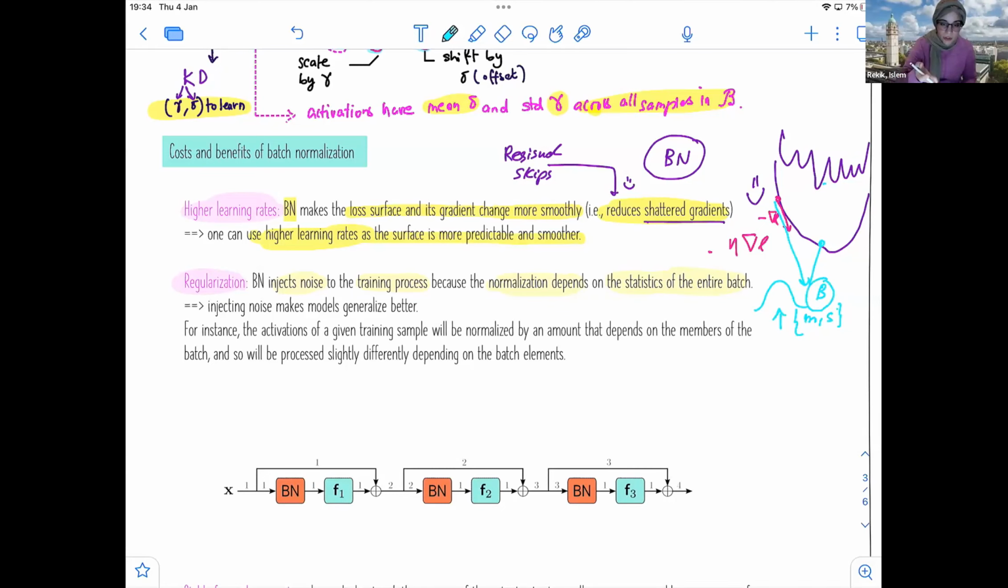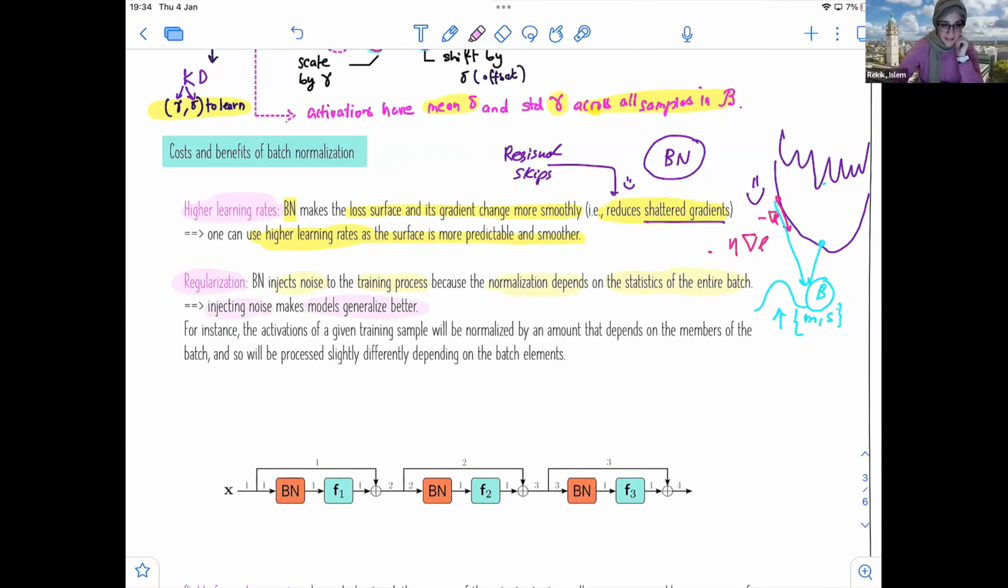So every time you're normalizing with respect to the batch, the changes in the statistics will induce a sort of noise, like the change between batch 1 and batch 2, batch 3. So it acts as a noiser to your network training, but it's a good noise that allows you to generalize better. There are some studies, by the way, that showed that injecting noise makes models generalize better.